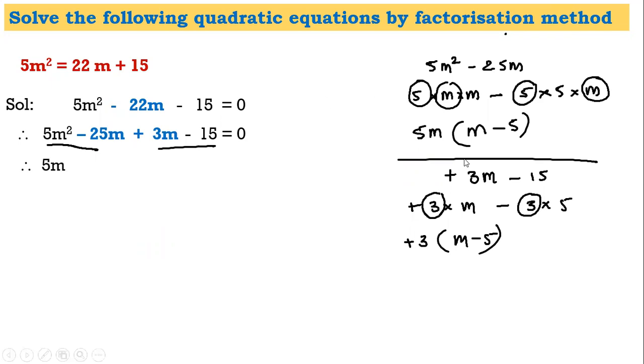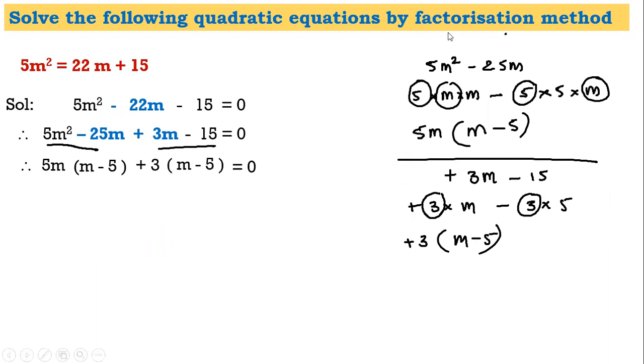So 5m would be common. I got it from here. What remains in the bracket is m minus 5. Now you have to remember, there has to be a sign: the same sign which is there here, which I can pick from here, that is plus 3 into m minus 5 is equal to 0.